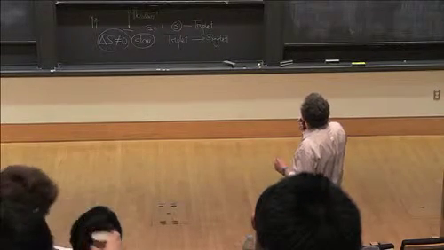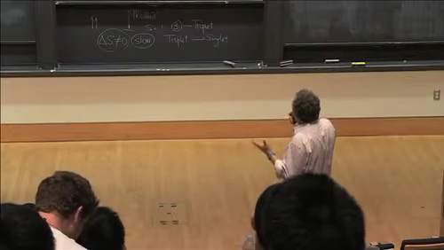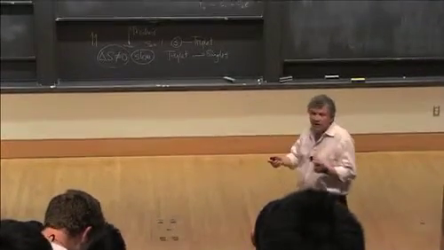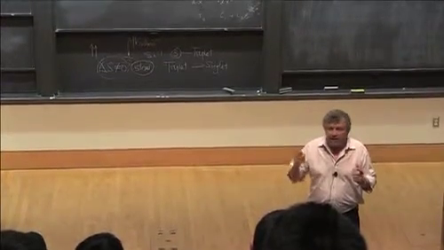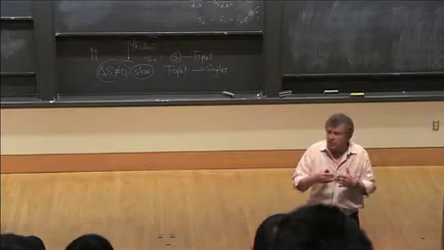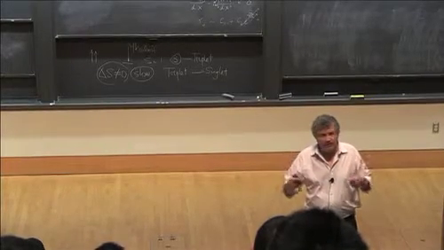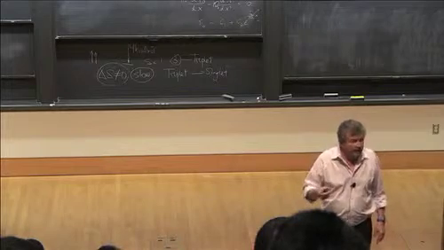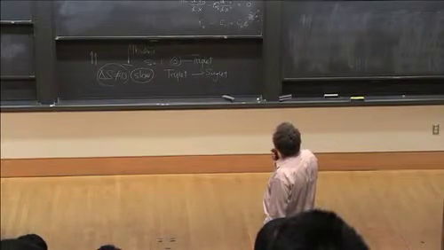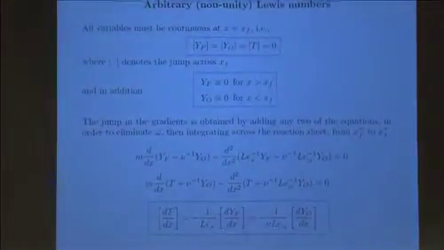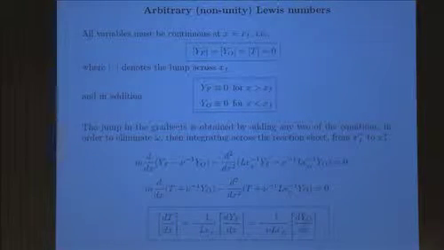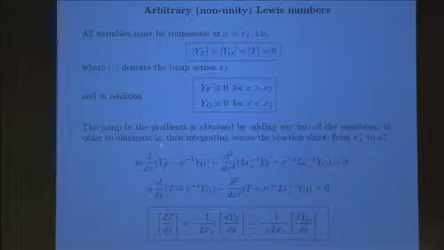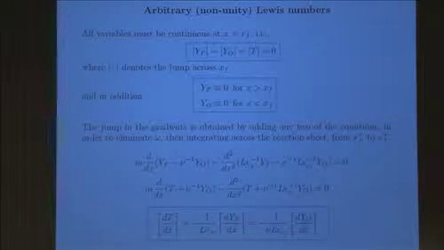So the first thing is that we can assume on physical grounds that all the variables, YF, YO, and the temperature, must be continuous at the reaction sheet, something that we have in fact seen before when we dealt with the case of unity Lewis number. And then we know that YF is identically 0 in the oxidizer region, and YO is identically 0 in the fuel region.